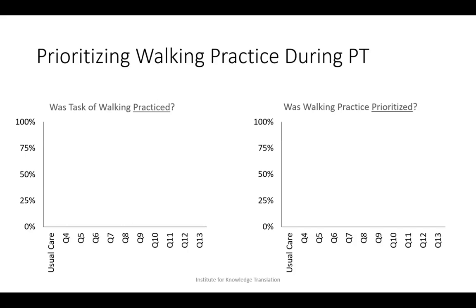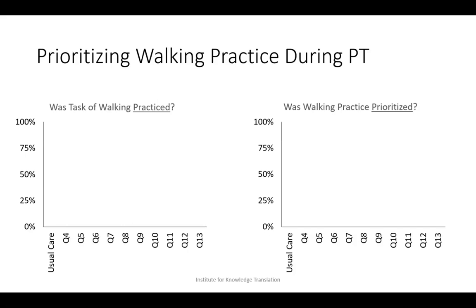Looking across the entire project, there ended up being about 12,000 therapy sessions. The other question for walking was: was walking practice prioritized? In a given session, you might have outcome measures done, plus walking practice provided. You had to do outcome measures, but amongst the time you had in your session to pick some therapeutic intervention, you picked to practice walking.